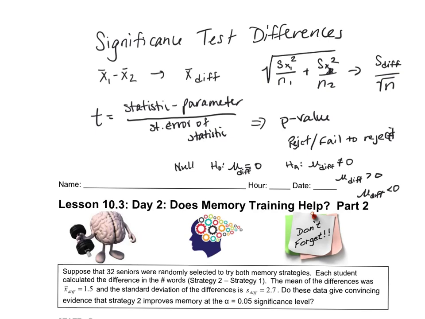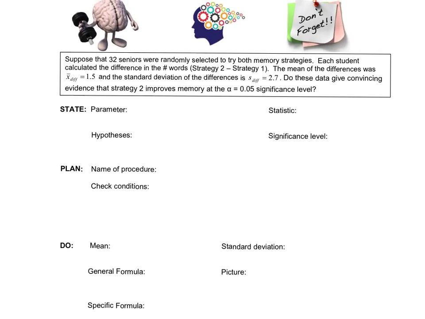Okay, so let's take a look at, we didn't as a group do the memory training test. Unfortunately, I just didn't quite get you there. But the memory training test is basically a strategy or a game where you give people different memory tests and compare their ability to remember the same information. And so for this particular situation, we have an experiment here. Suppose that 32 seniors were randomly selected to try both memory strategies. Each student calculated the difference in the number of words, strategy 2 minus strategy 1. The mean of the differences was x bar difference equals 1.5, and the standard deviation of the differences s sub difference was 2.7.